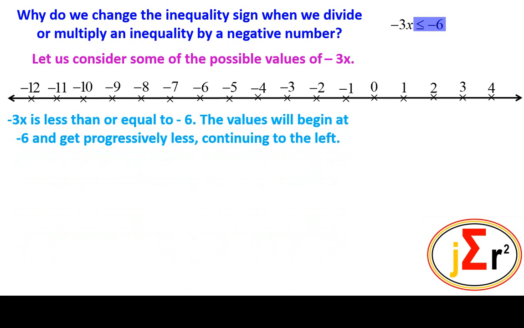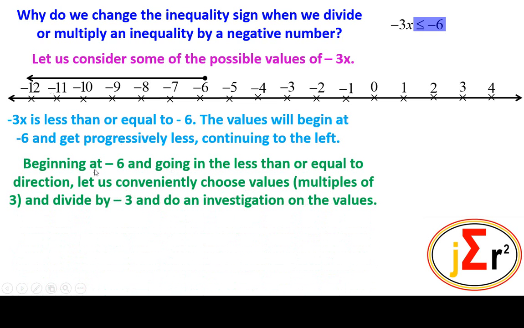The values will begin at negative 6 and get progressively less, continuing to the left. We will begin at negative 6 and we will get less, because it is less than or equal to negative 6. The values will continue to get less in that direction indefinitely.